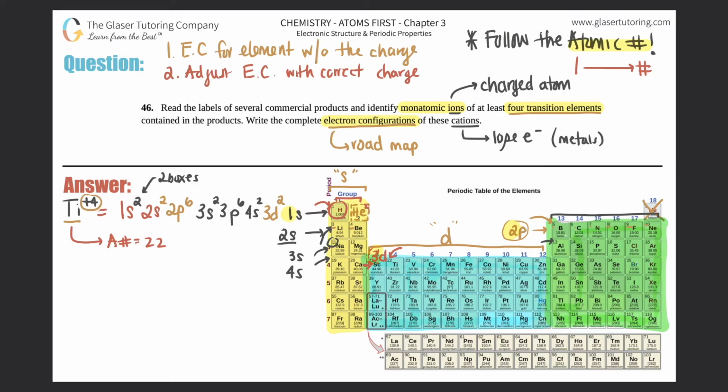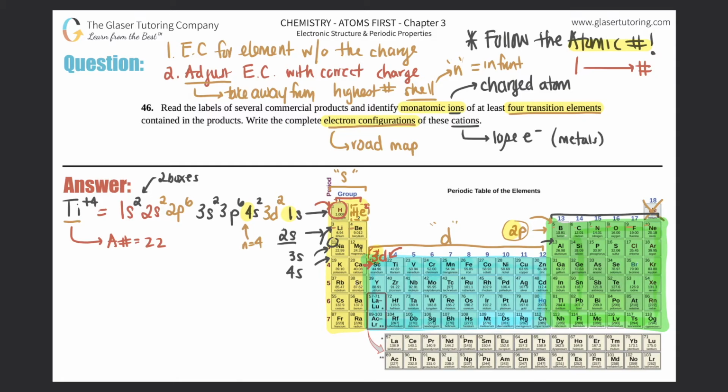Now we have to take into consideration the charge. So how do we do that? How do we adjust? You always take away from the highest number shell. And remember, the shell is the n number. It's the number in front. So with all of these, I scan these and I say, oh, this is the only one that has the biggest number in the front. This is the 4th shell, right? This is n equals 4.